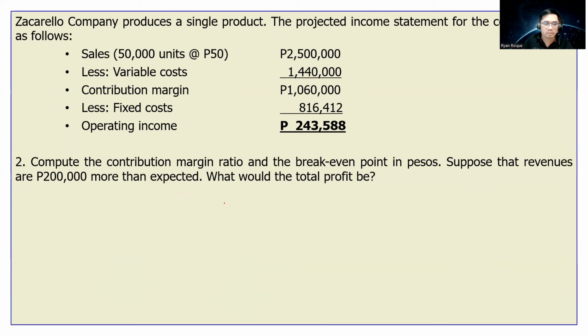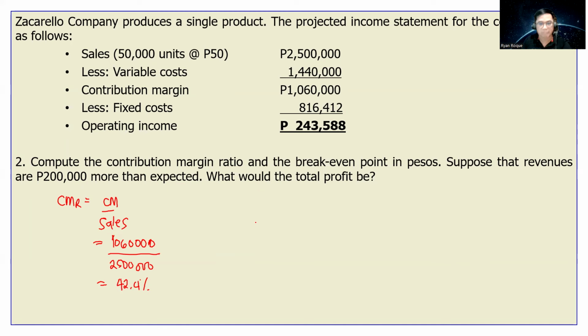We are asked to compute for the contribution margin ratio and the break-even point in pesos. So let's begin with the CMR. Remember, it could be your CM over sales, and that would be your 1,060,000 divided by your sales of 2,500,000. So that would give you a contribution margin ratio of 42.4%.